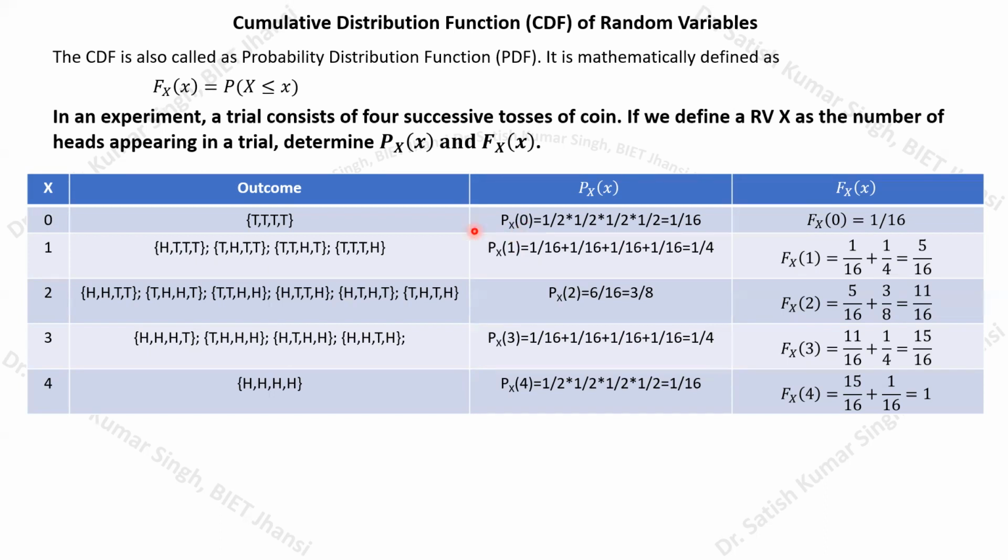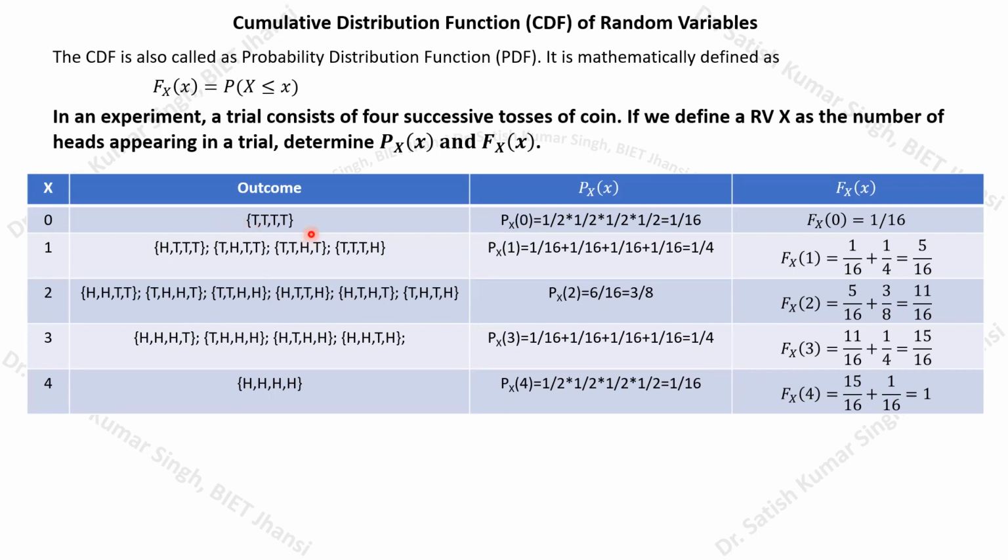As I said, when we are tossing the coin 4 times, this tossing of the coin is an independent event. When it is an independent event, it means the result of the first toss will not impact the result in the second toss. Similarly, the result in the second toss will not impact the result in the third toss, and so on. Therefore, in each case, the probability of getting a tail or head is equal to 1 by 2.